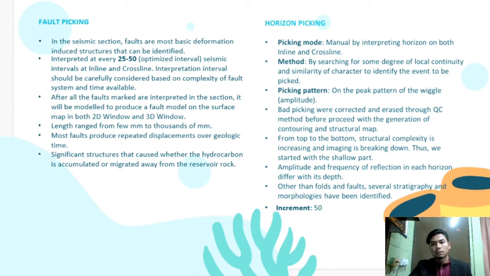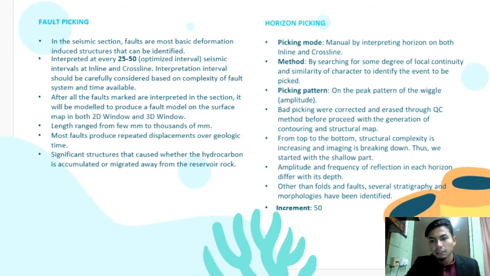With manual picking, we know that we have to be more careful, because if there is a mistake in the picking, there will be flaws in the map that will be produced. So before we produce the map, we run a quick check of the picking, and we correct the mistakes in the picking before we start to interpret the section.